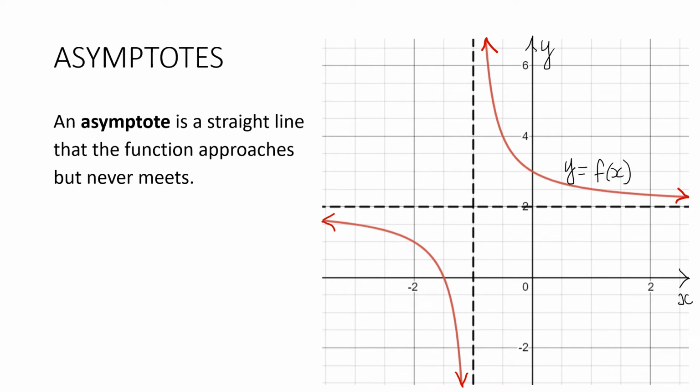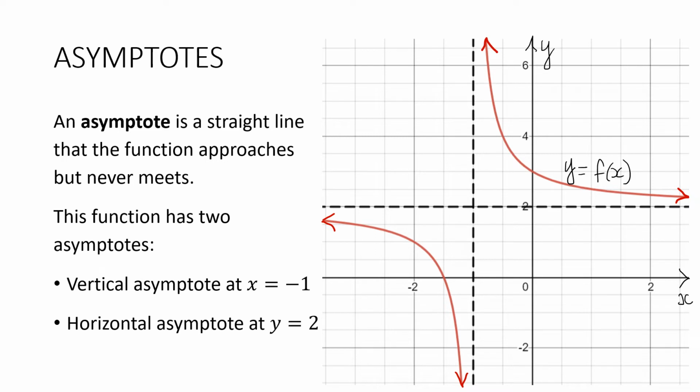An asymptote is a straight line that the function approaches but never meets. And it's shown on a graph as a dotted line. Now, there are asymptotes that aren't straight lines, but we're not going to cover them in years 11 and 12. Now, this particular graph has two asymptotes. It has a vertical asymptote at x is equal to -1 and a horizontal asymptote at y is equal to 2.